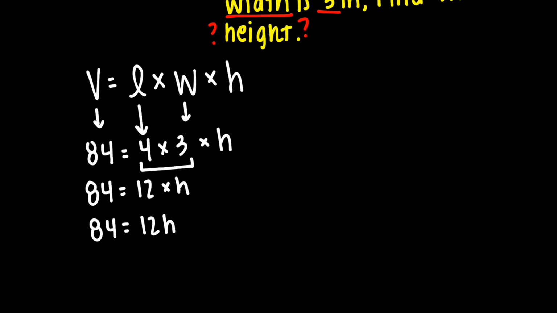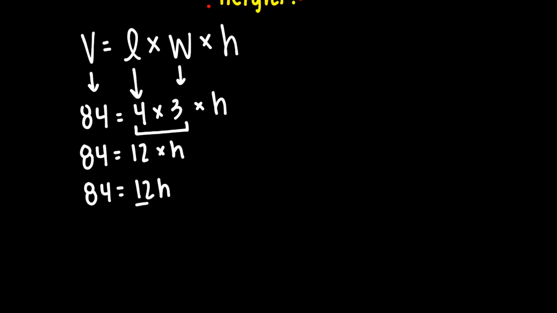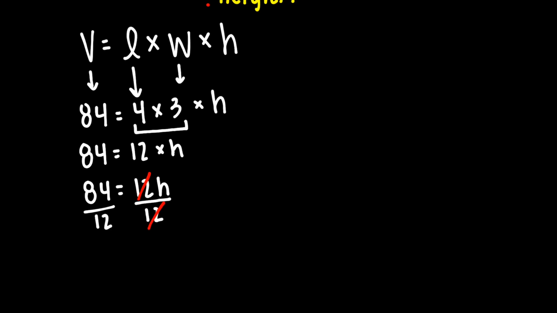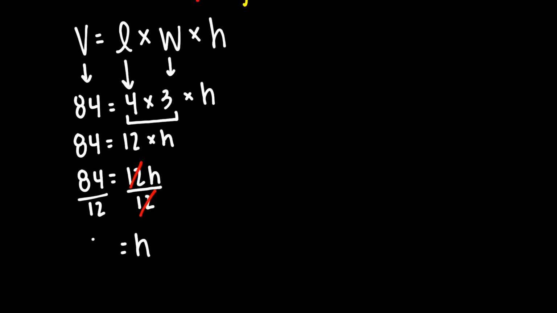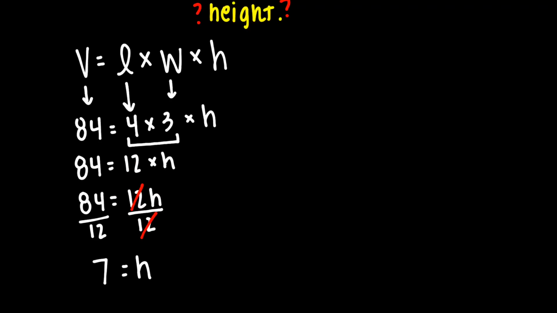And in order to just find h, we have to do the opposite. So the opposite of multiplication is division. We're going to divide both sides by 12. When I do that on the right side, they cancel out, and I'm just left with h. And on the left side, I have 84 divided by 12. When I do that, I end up with 7 as my height. So I see that my height is 7.